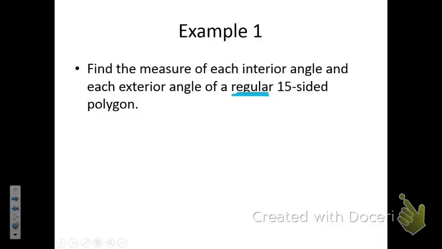Well, let's start with my interior. What is my formula that we just looked at for interior? N minus 2, and then do what with it? Times it by 180. So 15 minus 2 times 180. And that's going to tell me what all of my angles add to. But then, that's being split up how many different ways?